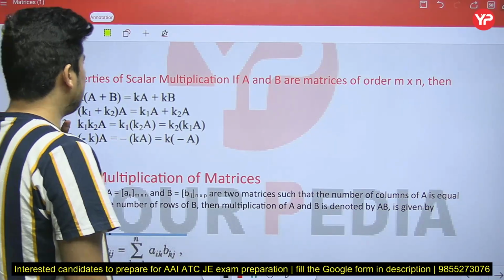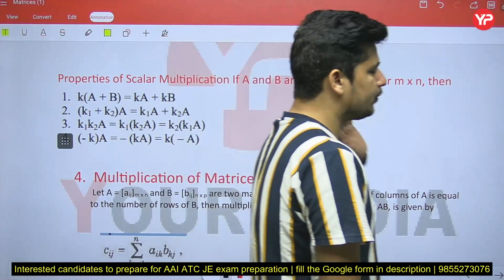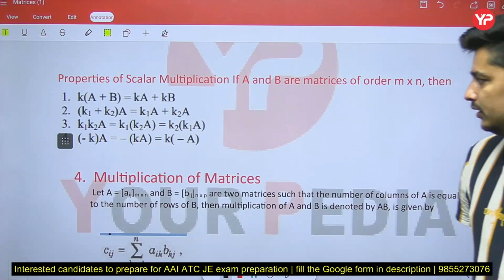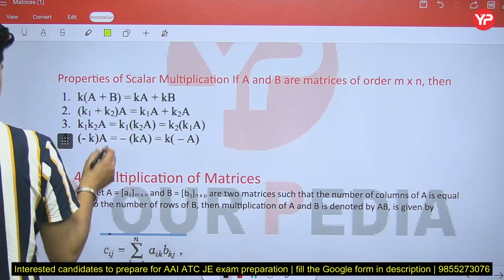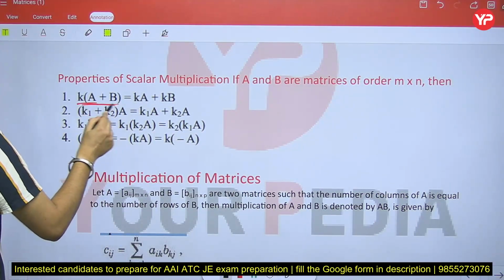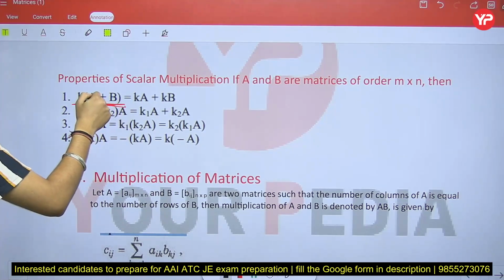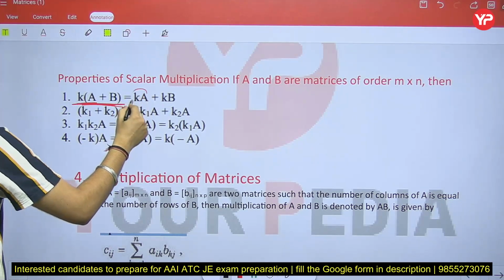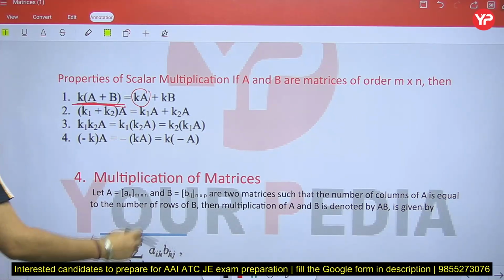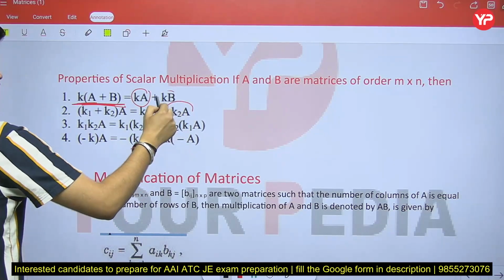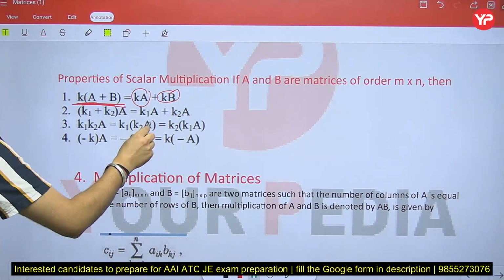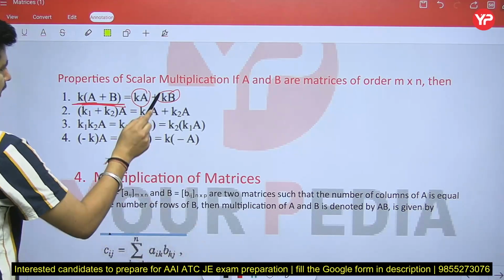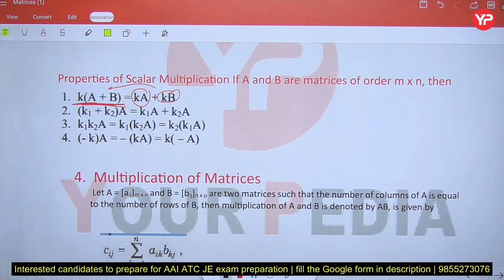Properties of scalar multiplication of two matrices A and B. Whenever you do scalar multiplication, the first property is K times (A plus B). That means you can first multiply A with K, then multiply B with K, and then add the results together. It will give the same value as you got from this side. So this follows this relation.